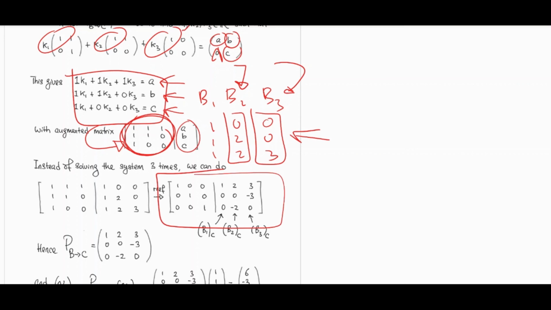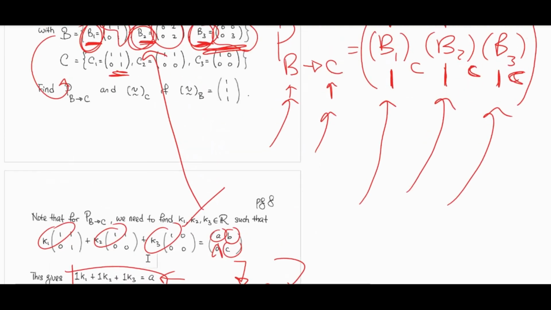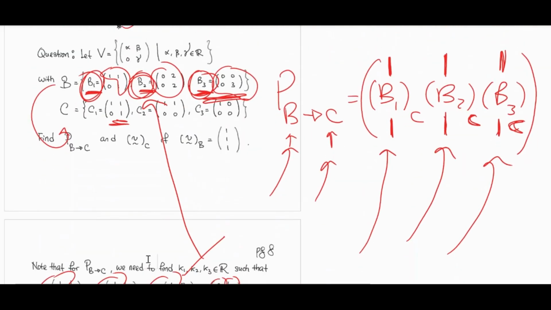So what we have is that this is the K1, K2, and K3 for the B1. That is to say that this column here is the coordinate of the matrix B1 relative to C. This one right here is the coordinates of B2 relative to C. This one right here is the coordinates of B3 relative to C. This one looks familiar because this is exactly what we want.